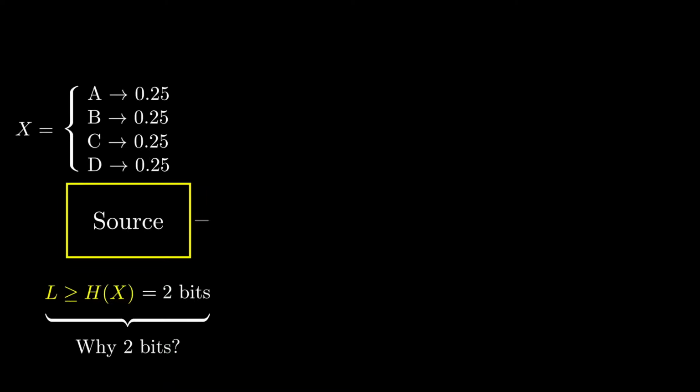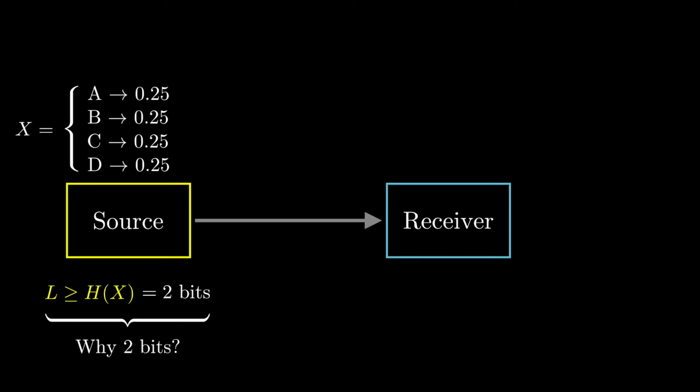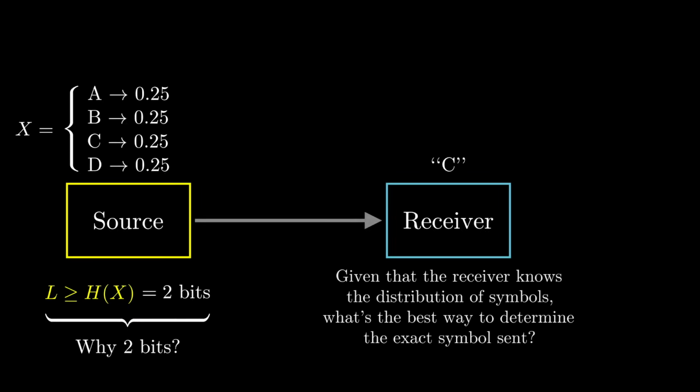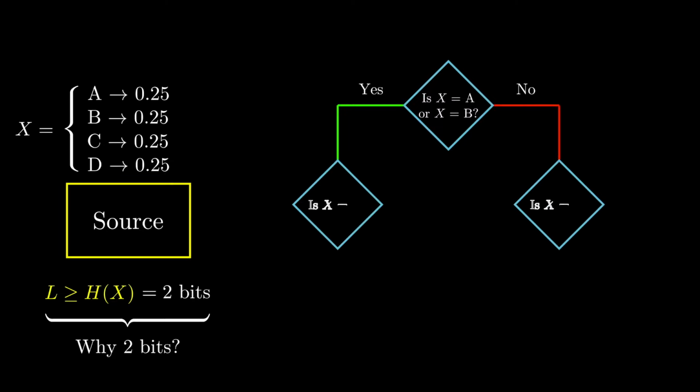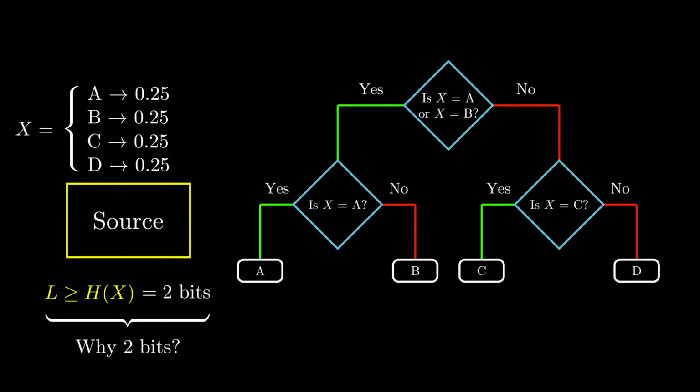And for that, let's put ourselves in the shoes of a receiver. Let's say a source sends a symbol according to this distribution. Suppose the receiver needs to ask questions to figure out what symbol it is. What's the best set of questions to ask? The goal here is to ask the fewest number of questions to determine the exact symbol. Here we have 4 possible symbols, all equally likely, so the first question ideally would narrow our search to 2 symbols, and then from there we can pinpoint the exact symbol.